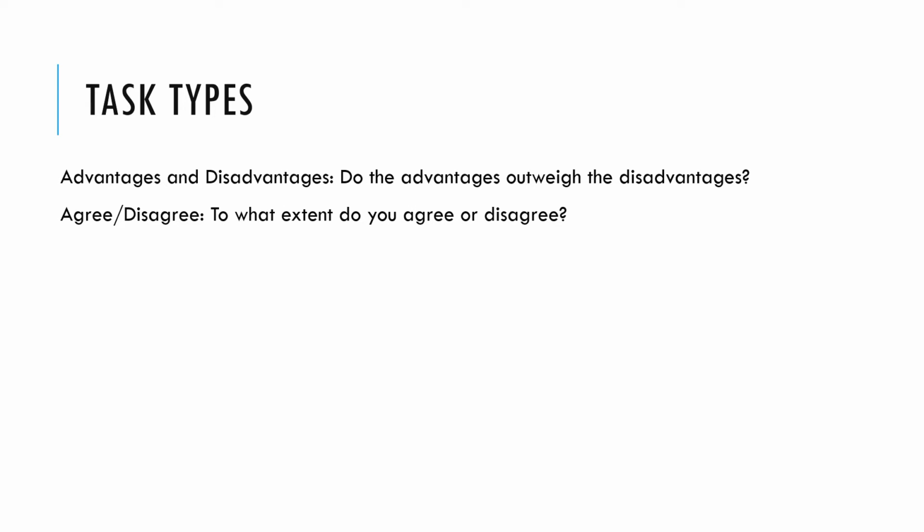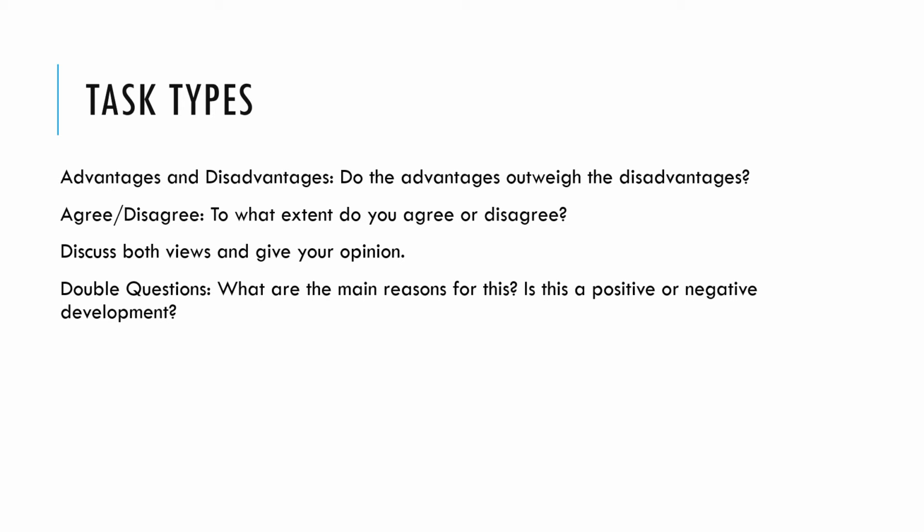There are agree and disagree type tasks. So for example, the question could be, to what extent do you agree or disagree? In this type, you can be on either side. You don't have to agree with the topic, but you do need to mention the other side if you completely agree. Discuss both views and give your opinion. As it says, you discuss view 1 in paragraph 1, discuss view 2 in paragraph 2, and give your opinion again in the conclusion.